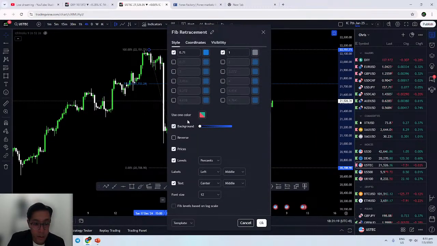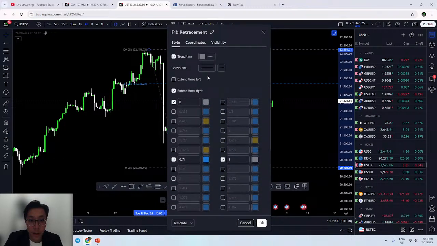These are the ones that you need to take note of, to make it look aesthetically pleasing. Background all just off. Prices, yes. Labels, percents. Labels, left, middle, text, center, middle. Font size 12. Then you scroll up. These are the trend lines. Choose the one that is dotted. Levels line, straight, and then dotted.